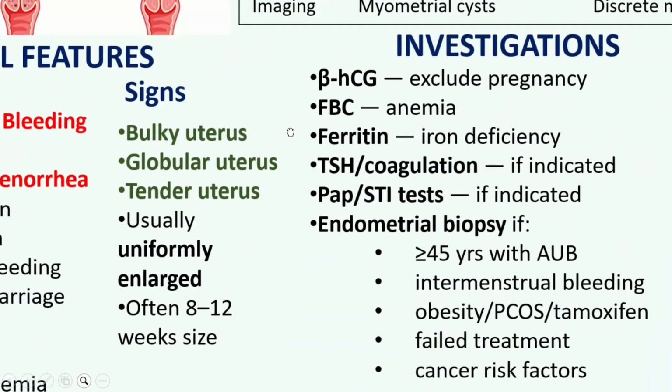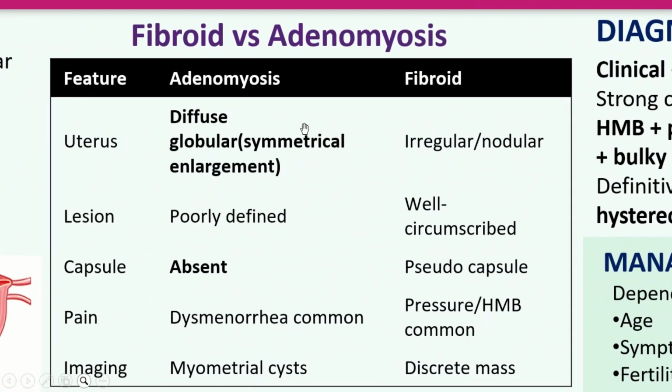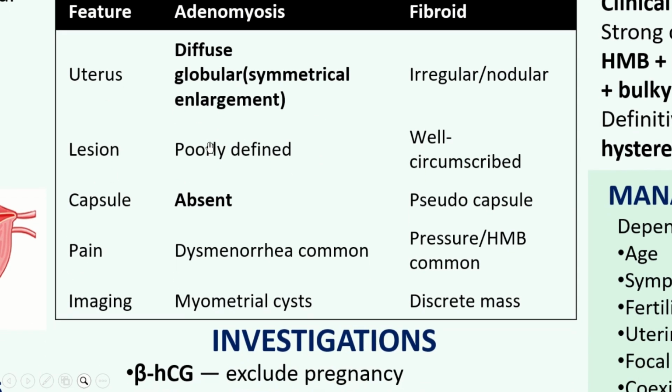Then we have pelvic inflammatory disease, pregnancy-related bleeding, coagulopathy, thyroid disease, as well as cervical pathology. So when we look at the fibroid versus adenomyosis, in adenomyosis most of the time there's a diffuse globular enlargement, while a fibroid is a single tumor. It's a benign tumor that enlarges, so you have an irregular or nodular uterus. The lesion of adenomyosis is poorly defined, but fibroids have a pseudocapsule around them, so they're well circumscribed.